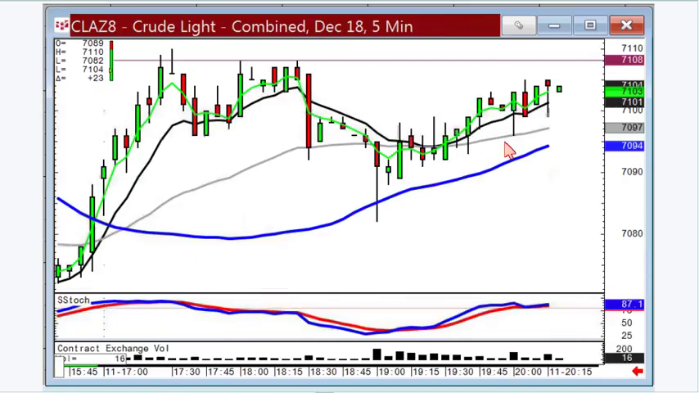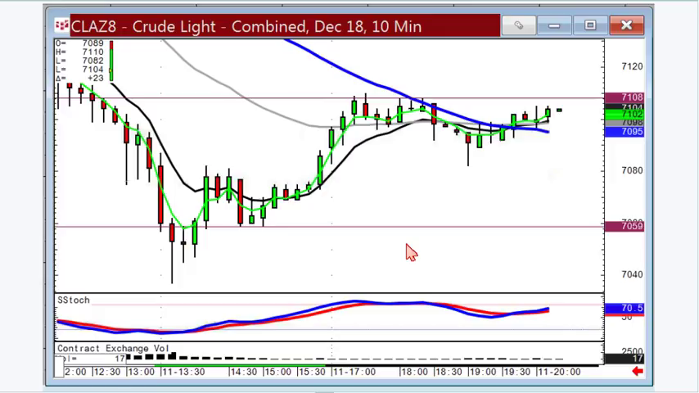Here's my 5-minute chart. It's going to show me a little bit quicker what's happening. And how long do I stay long right now? Probably as long as my 10-minute chart stays up above the T-line.